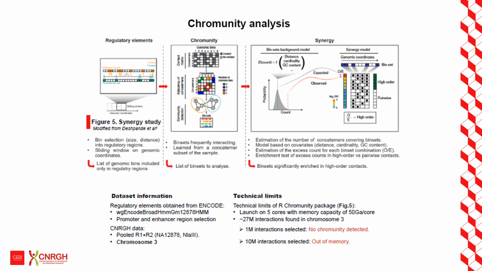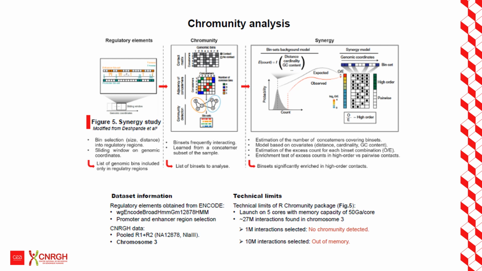From a background probability model, it estimates an expected value of counts for every bin set. For each of them, it computes all the bin combinations of all possible order sizes. It calculates the excess of observed counts covering each bin combination compared to the expectation. For each bin set, it tests if there is a significant enrichment of higher-order contacts compared to pairwise.